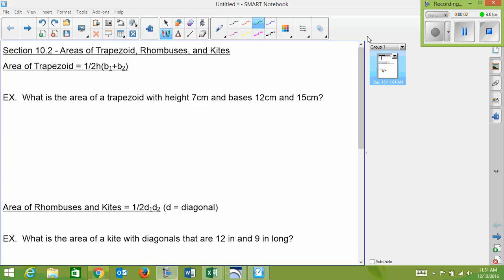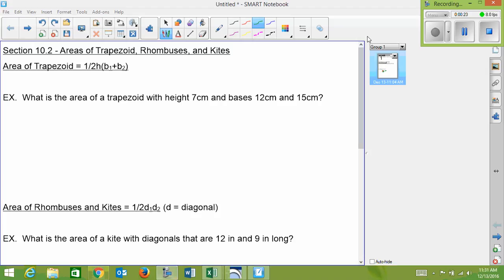Hello and welcome to section 10.2, which is on areas of trapezoids, rhombuses, and kites. Area of trapezoids equals half of the height times base 1 plus base 2. That is not, you don't square that or anything. Those are just labels, base 1 and base 2, because there are two bases of a trapezoid.